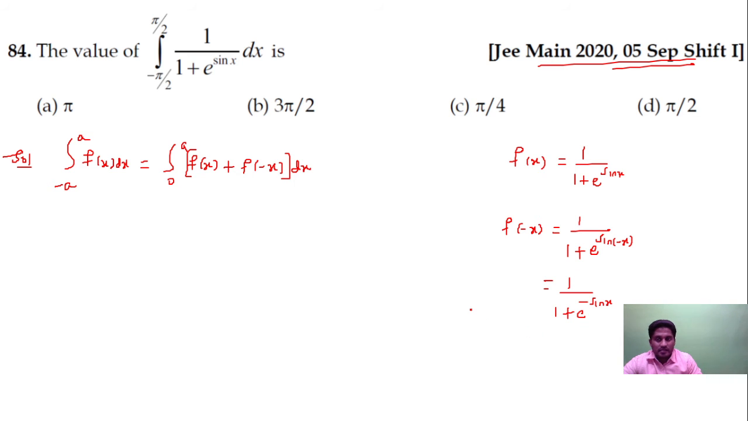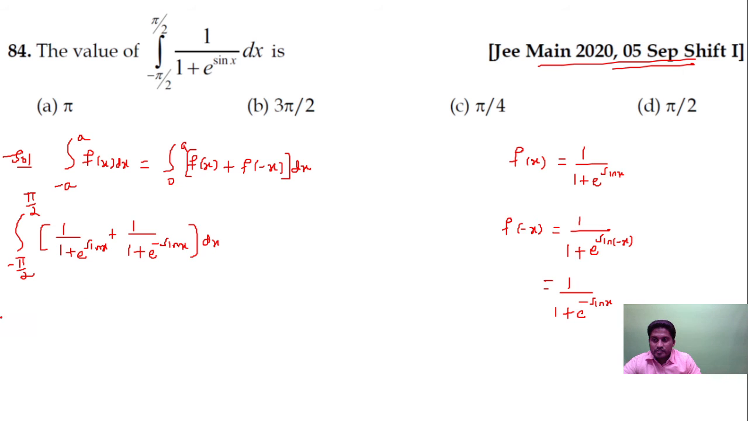If you want I can, so this is minus pi by 2 to plus pi by 2. Minus pi by 2 to plus pi by 2, f of x is equal to 1 divided by 1 plus e to the power of sine x. Again, 1 divided by 1 plus e to the power of minus sine x.